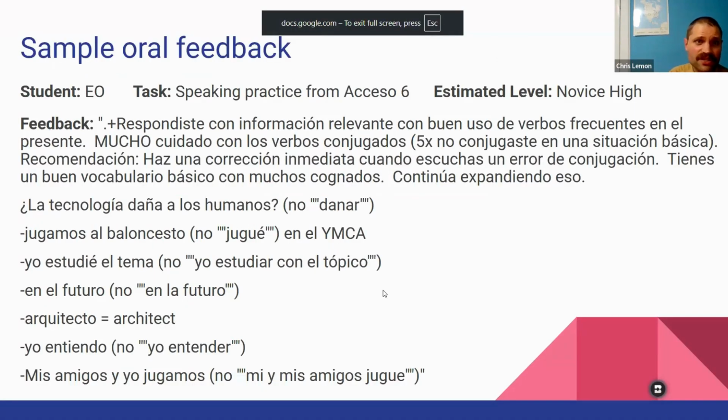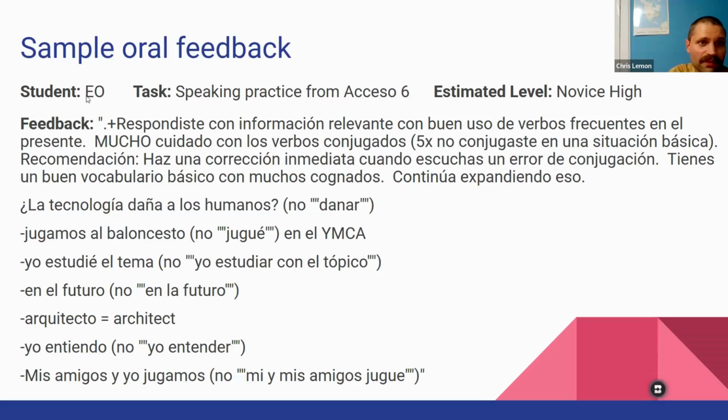This is an example that's in Spanish. This is for one of my students from Spanish 4 from last year. And so this was for speaking practice. His estimated level was novice high, which in level 4 he shouldn't be, but the language that he demonstrated on that day was. And I'll say this in English here, because I know we're not all Spanish teachers, but he did respond with relevant information. He had a decent use of high frequency verbs in the present tense, but he's really got to be careful with conjugating his verbs. At least 5 times he left us with a phrase rather than a complete sentence by not conjugating a verb, and those are indicated below.